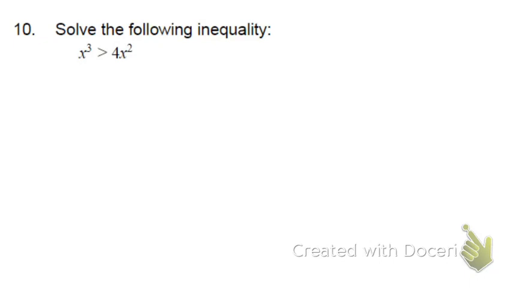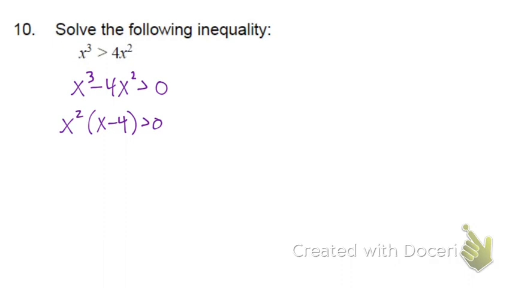And I want everybody to do this because, like I said, even if you got it right, I don't think you solved it in the way I want you to solve it. So here we go. Bring everything to one side. So we have x cubed minus 4x squared is greater than 0. Factor. What's the GCF of that? X squared times x minus 4 is greater than 0.